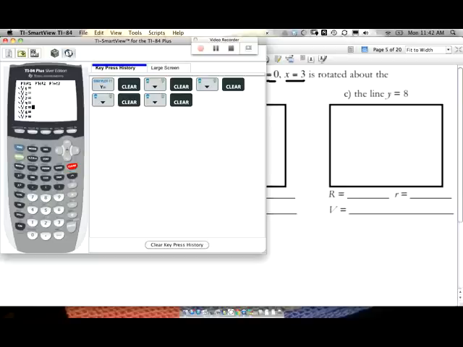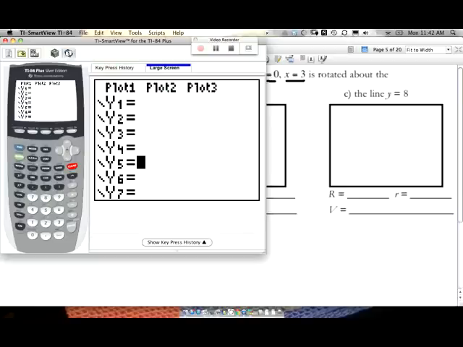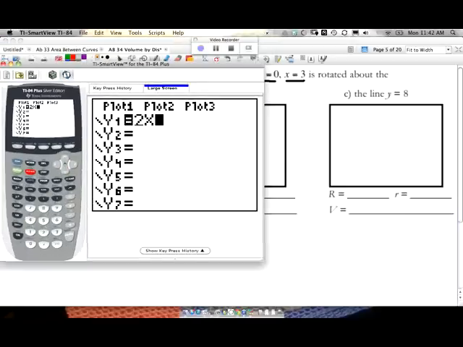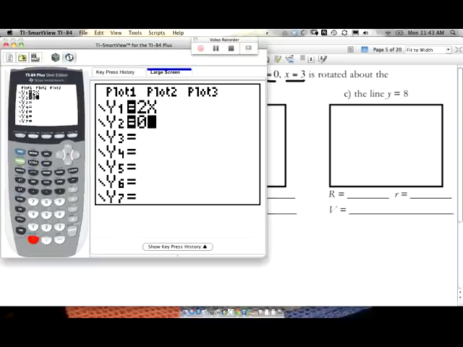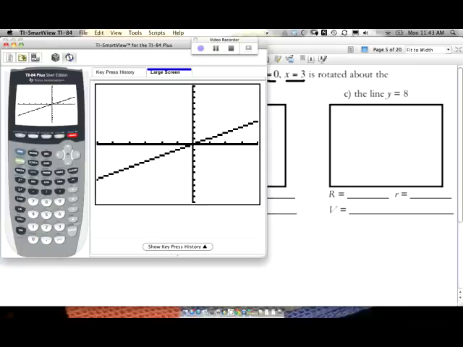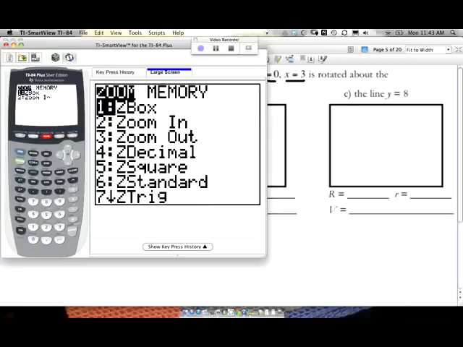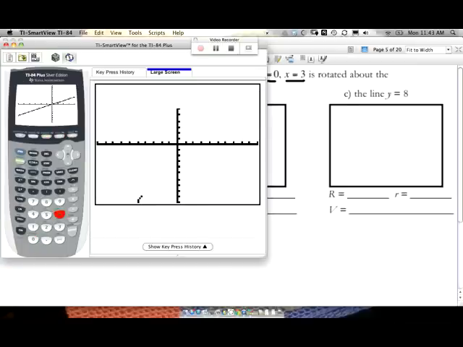Let's see a large screen for you. So for my first function, it was 2x, I believe, y equals 2x. Then we got y equals 0, and x equals 3. So if we're to graph that, and we got this picture, let's go ahead and change our zoom to standard here, just to have a fairly simple picture.